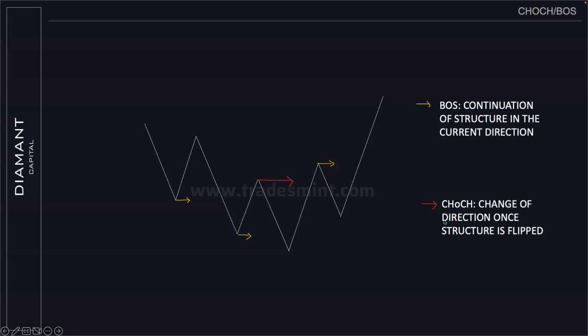Then the change of character, or CHoCH, as we name it for short, is going to be that change of direction once structure has flipped. In that last lesson, we talked about primary structural points, right? And once that's broken, that's what we start to call a change of character. Then as we start to break upwards, what we're going to get is a breaker structure as we continue upwards. So it's as simple as that. And these are the terms that we're going to be sticking to.